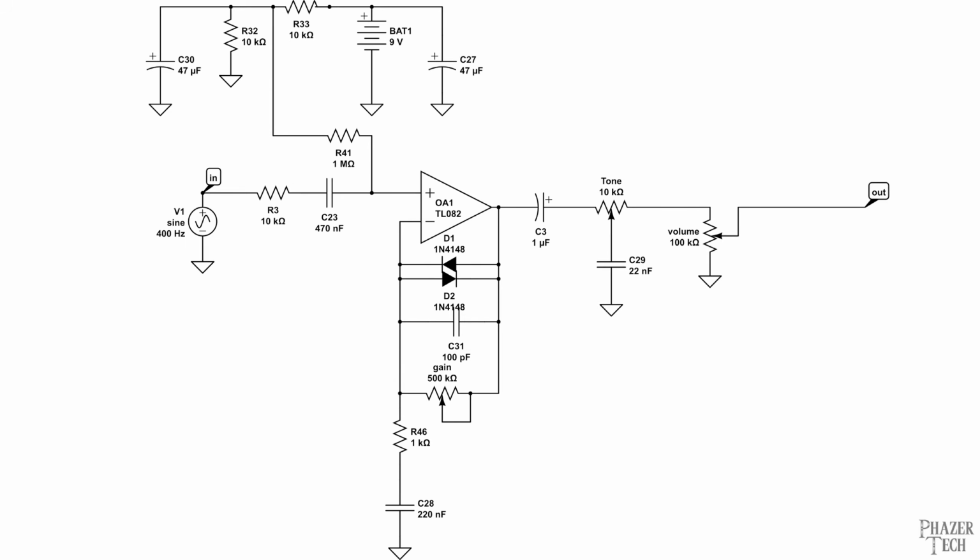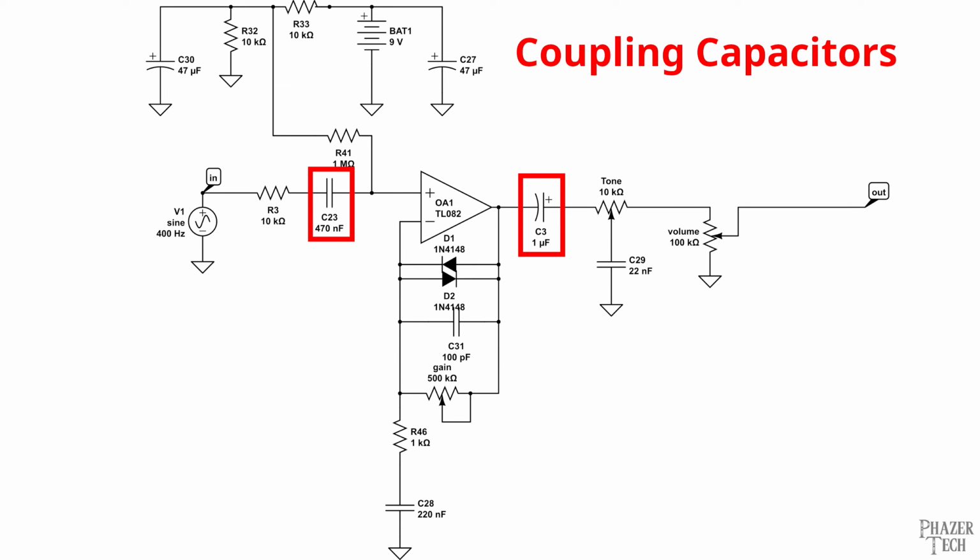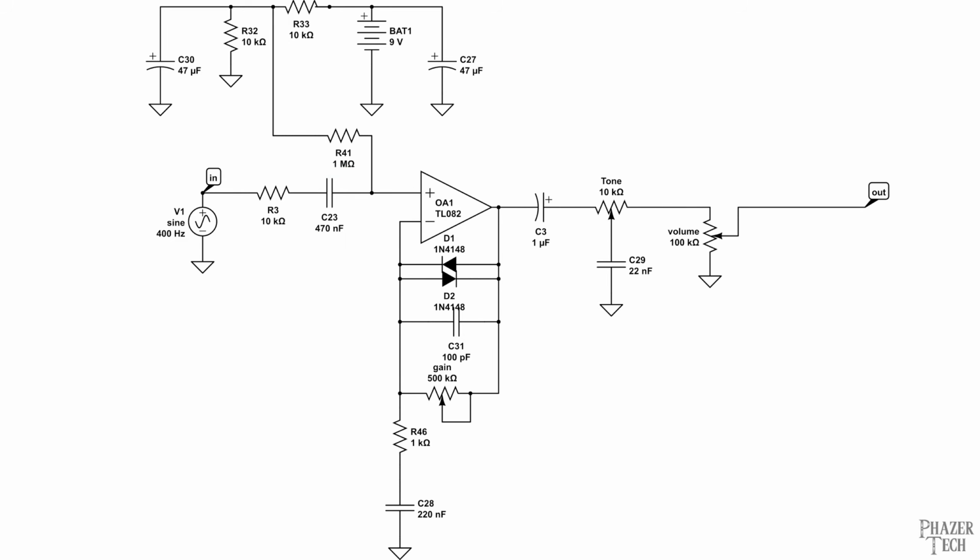Alright, so now let's talk about how capacitors can be used when connected in series to a circuit instead of parallel. These are known as coupling capacitors, and they're commonly used in situations where you want to block DC voltage but allow AC signals through, such as audio. As an example, let's take a look at a guitar pedal circuit.